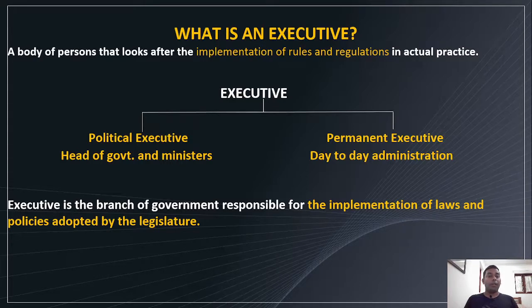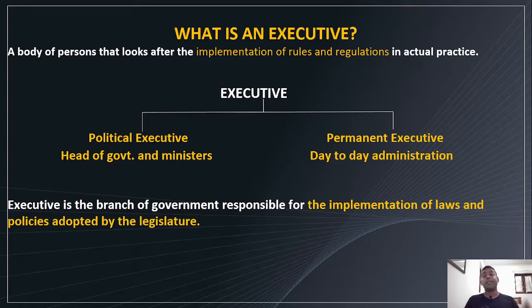So here it's a body. Executive is a body of persons that looks after the implementation of rules and regulations in actual practice. Executive means execution, right? Execution of what? Laws and policies. Laws and policies taken by the legislature, right? Lawmaking body. Then there are two types of executive: political executive as well as permanent executive.